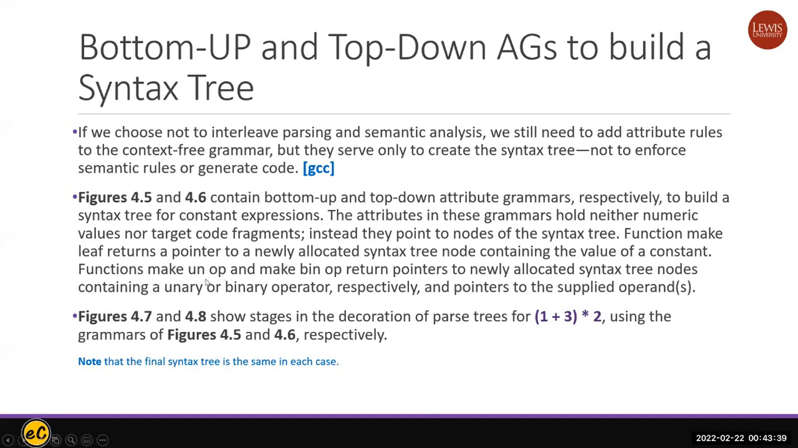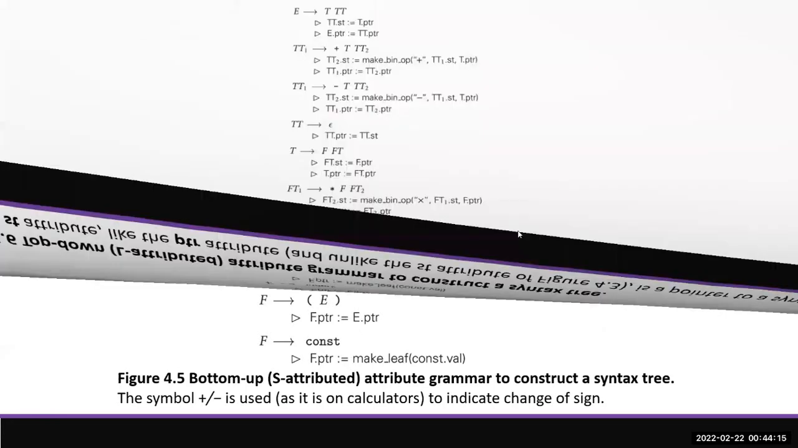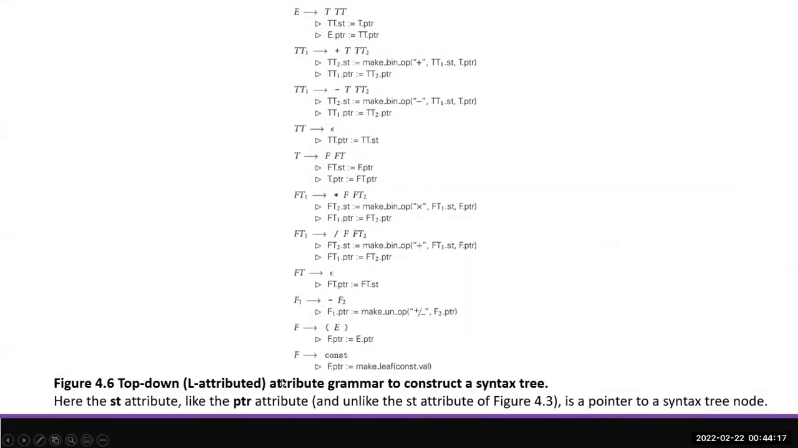Functions make unary operator and make binary operator return a pointer to a newly allocated syntax tree node containing the unary or binary operator. Okay, so figures 4.7 and 4.8 show you the parse tree for this simple expression using the grammars in 4.5 and 4.6. So 4.5 is actually bottom up. You evaluate everything from the bottom up. And 4.6 is actually top down.